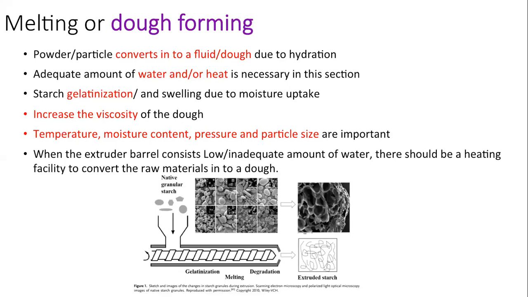When the extruder barrel has a low or inadequate amount of water, there should be a heating facility to convert the raw materials into a dough. If we don't have water, then we have to provide temperature to melt it down. Right? All these things are very important. So please note down the important things.